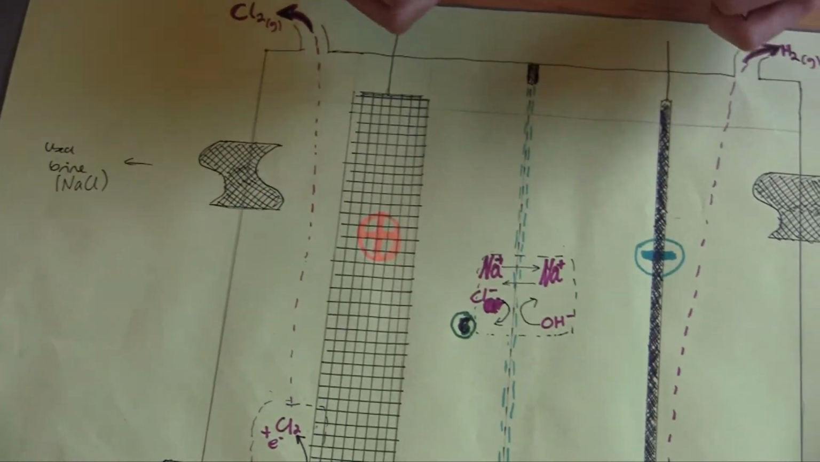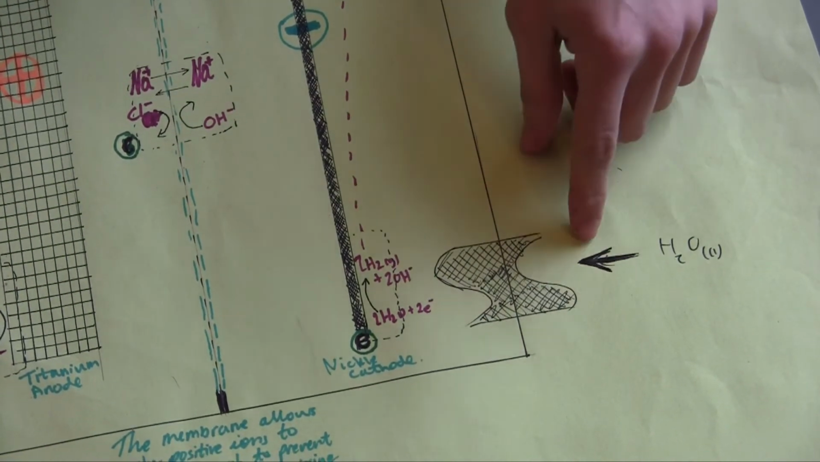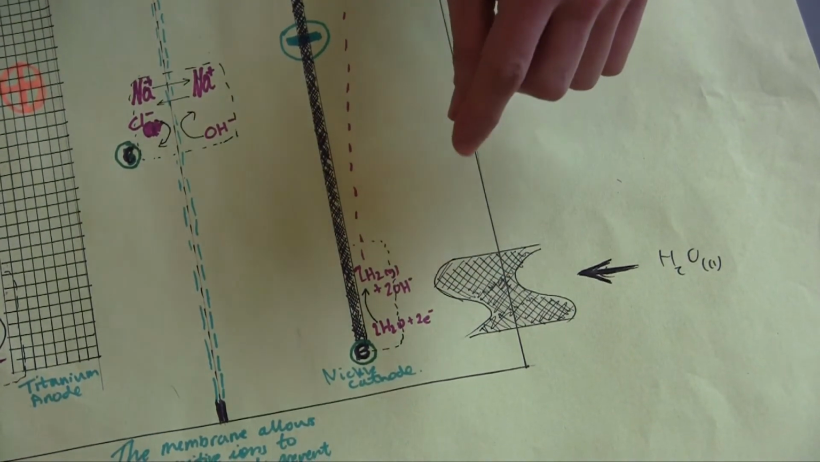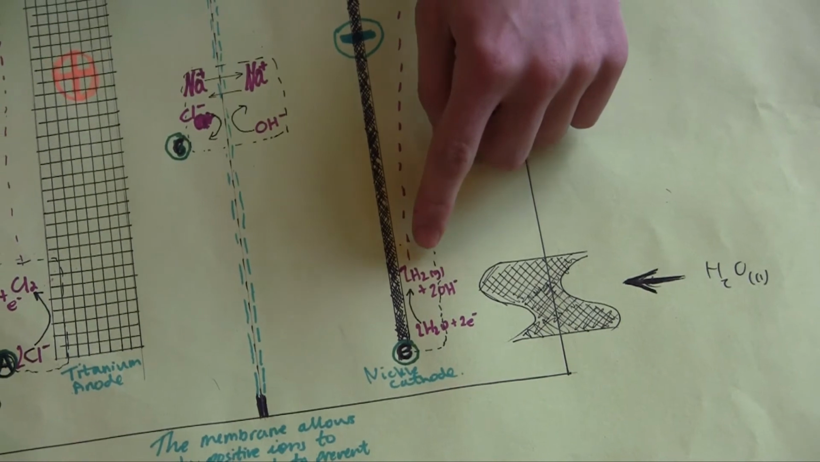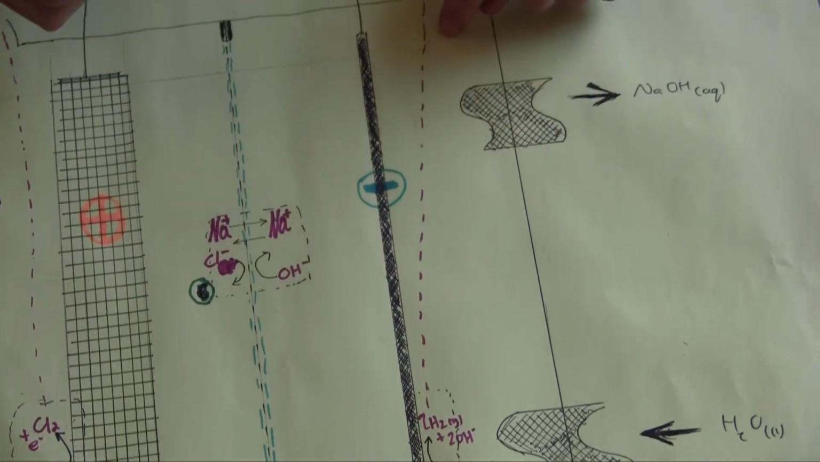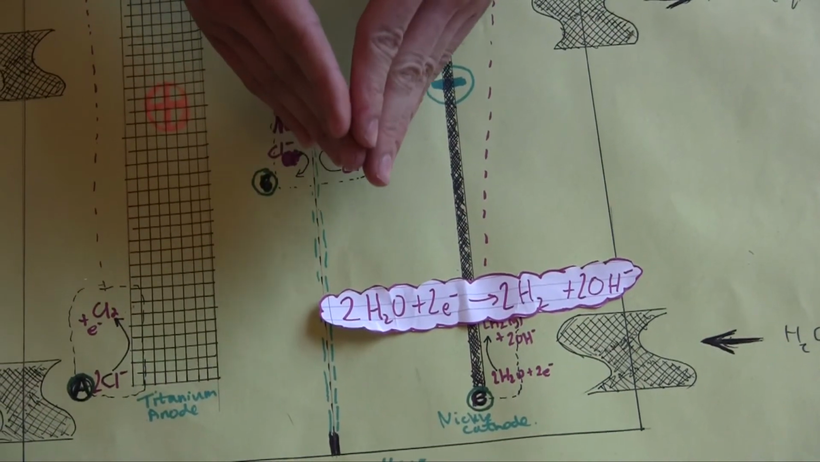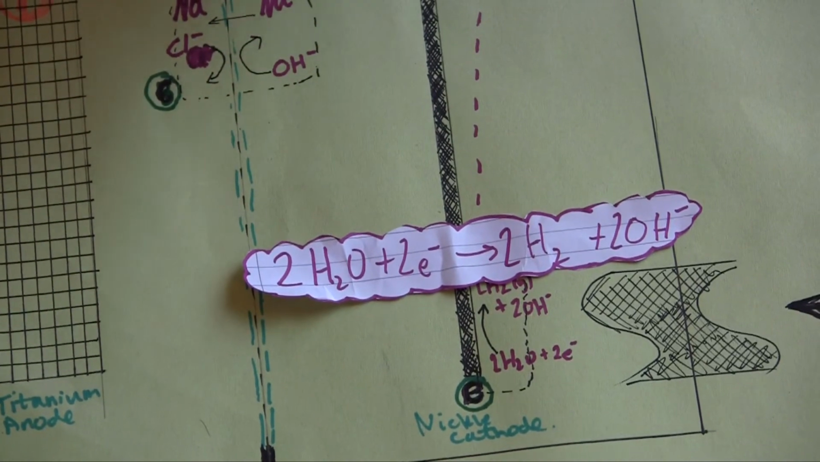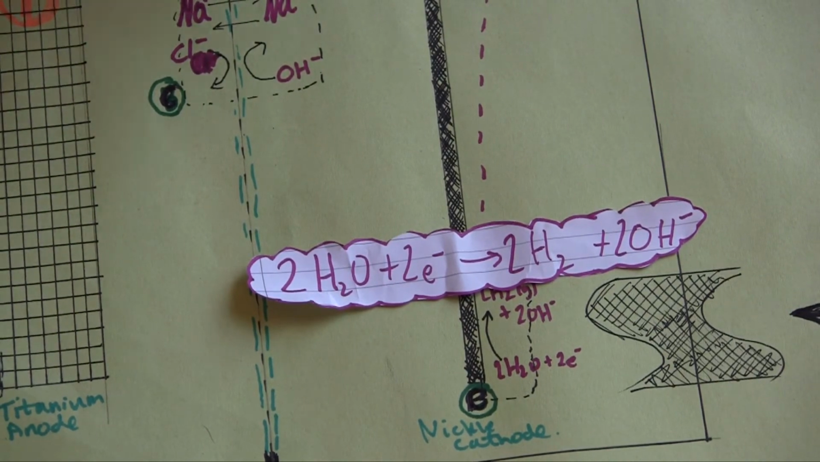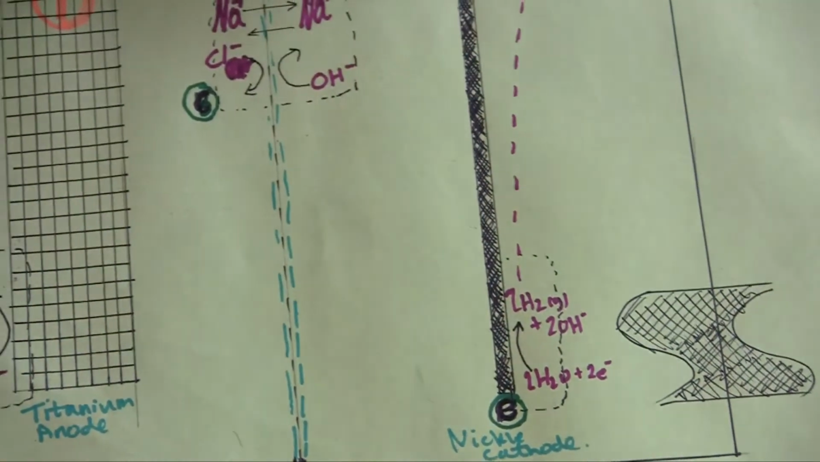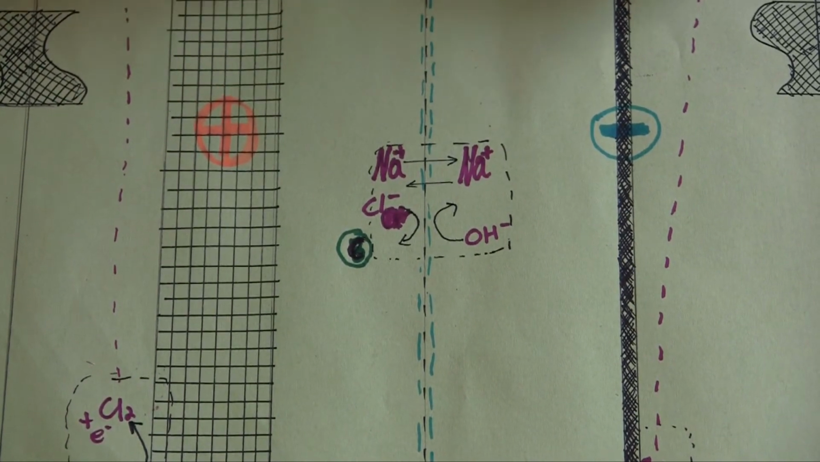Now in the second chamber of the membrane cell, we've got water that comes in through here, and the water is reduced to hydrogen gas and hydroxide ions. So the hydrogen gas comes up through here and is collected here, and the equation for this would be 2 H2O plus 2 electrons, which means water has been reduced to form H2 and 2 OH- ions.